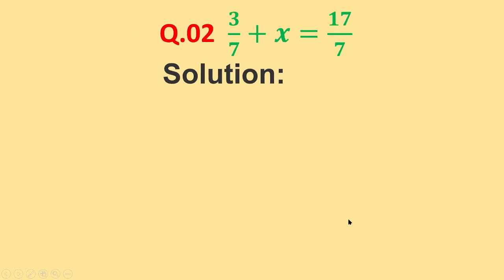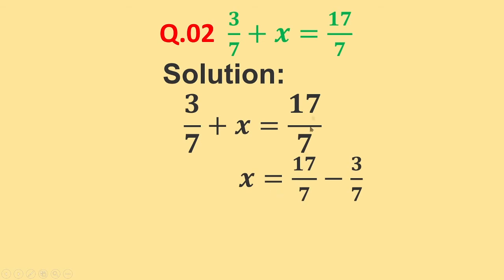Let us take another example like this. 3 by 7 plus x is equal to 17 by 7. So this was our question, children. What will we do? We'll separate the variable. Same knowledge. So you have to separate this 3 by 7 to the right hand side. It also has a plus sign. When you transpose this to the right hand side, it will be minus. So x will become 17 by 7 minus 3 by 7.